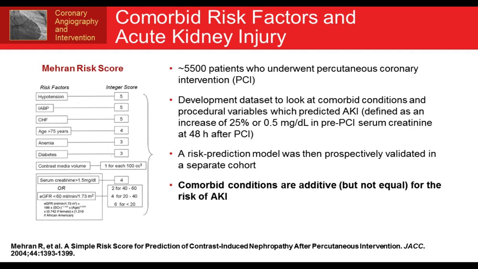And you can see the Mehran score here on your left, and you can see that comorbid conditions are additive, but they're not equal for the risk of AKI. So that hypotension, hemodynamic instability, use of balloon pumps, for instance, have a much higher score than just having diabetes, for example. So it's an additive but not equal risk score.